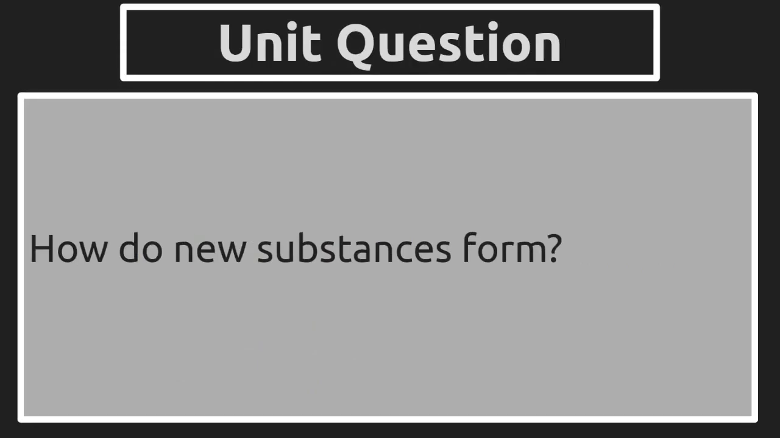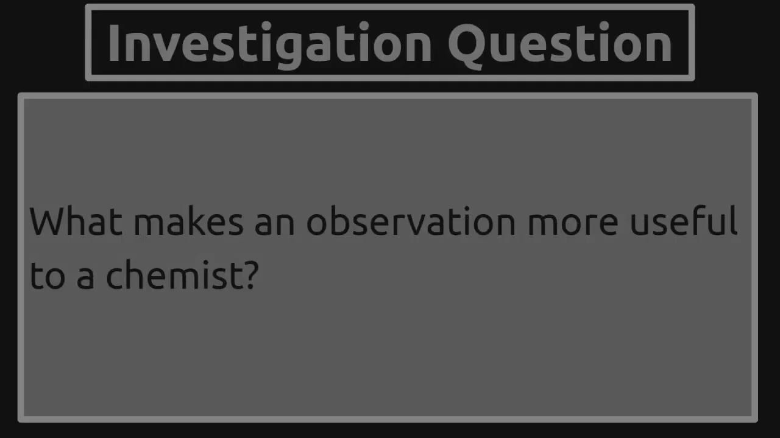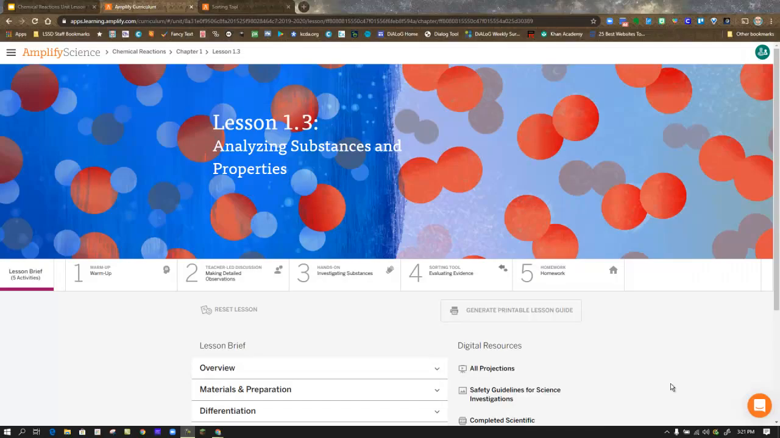The unit question: how do new substances form? The chapter question is still, what is the reddish-brown substance in the water? And then a more specific investigation question today is, what makes an observation more useful to a chemist? Amplify Science, Chemical Reactions Unit, Chapter 1, Lesson 1.3, Analyzing Substances and Properties.